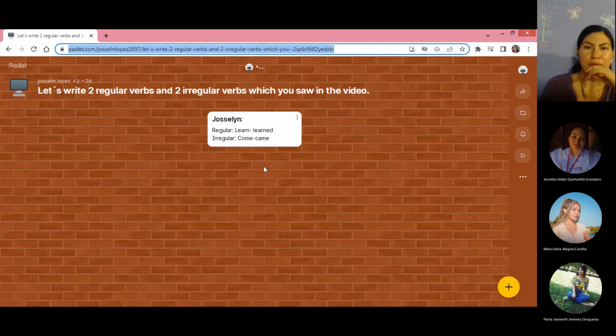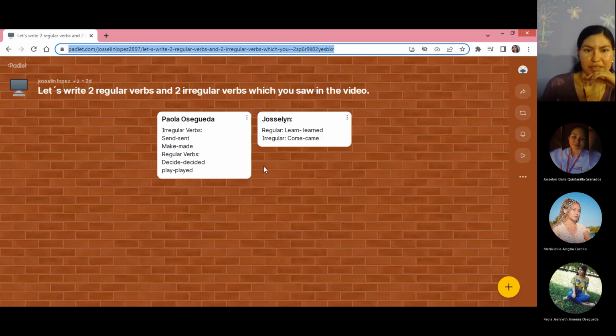I like it. And Paola has already posted. Irregular verbs: send, sent, make. Okay. Decide, decided. Well, excellent. As we can see here, we add D. Excellent. And the last one, you had added did. Excellent. Congratulations. It means that you have knowledge.